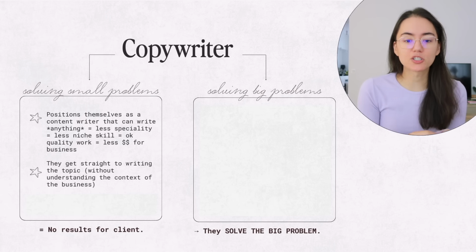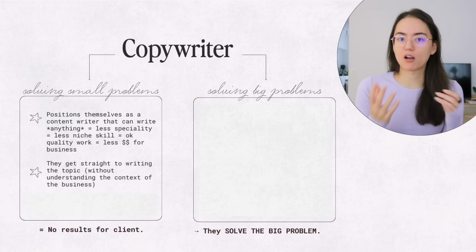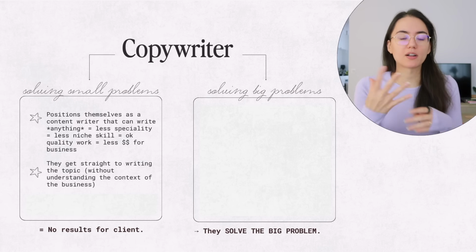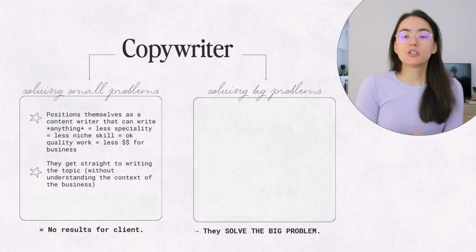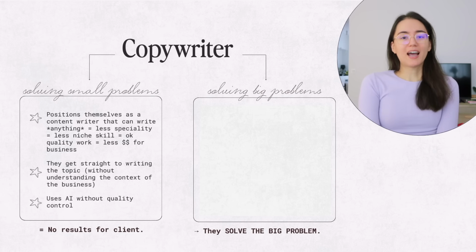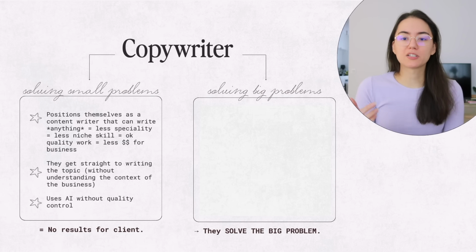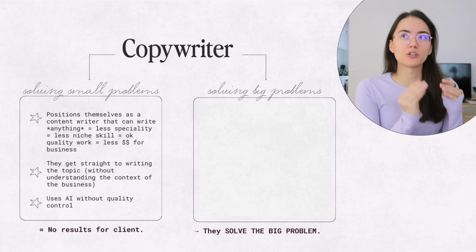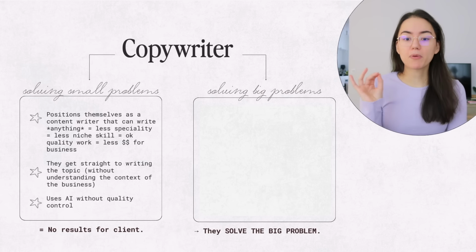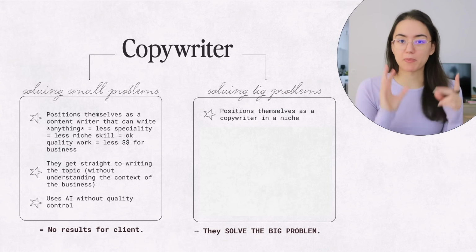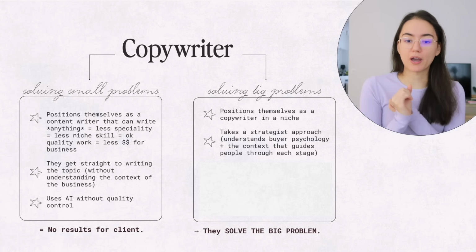They get straight to writing the topic without properly understanding the context for the business, what they're doing, the context of the audience, of the person reading, and they use AI without quality control. I actually think people who are using AI to make their work better is great. I think the issue is just when people are using AI to be lazy. Solving big problems could look like positioning yourself as a proper copywriter in a specific niche, taking a strategist approach.